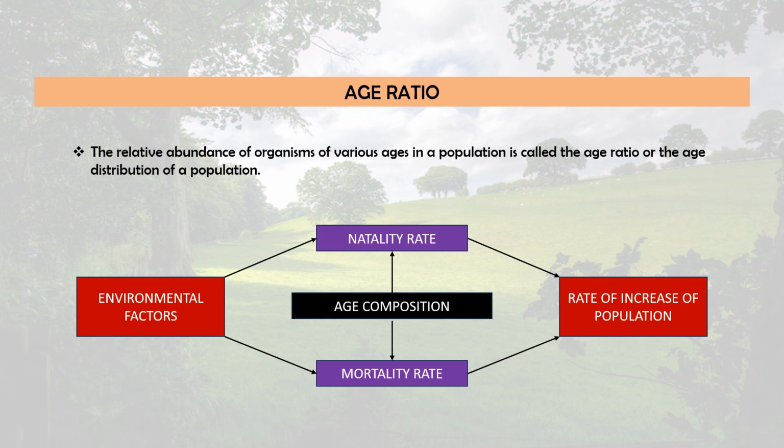So this diagrammatic representation shows how age composition depends on the natality and mortality rate, and how environmental factors affect the natality and mortality rate, which gives us the rate of increase or decrease in the population.